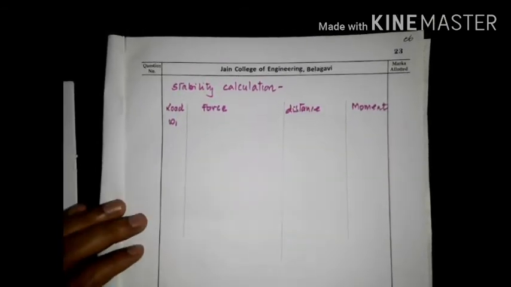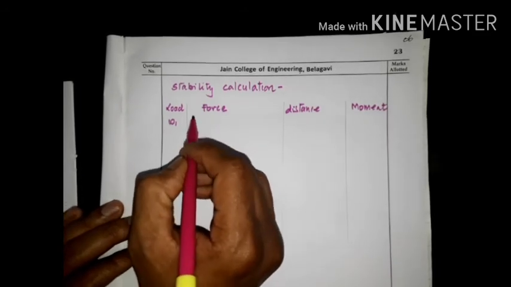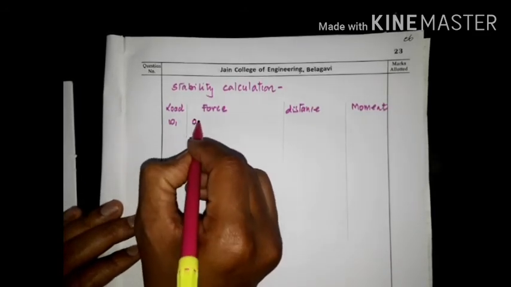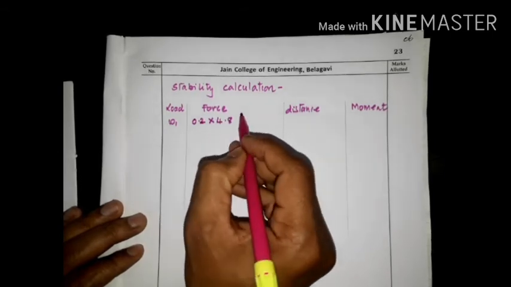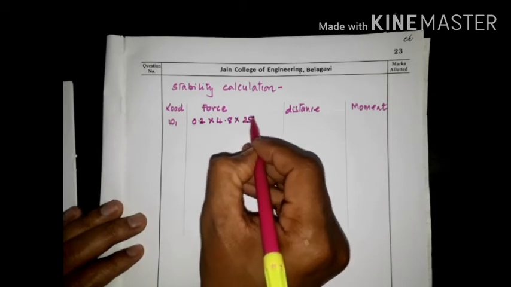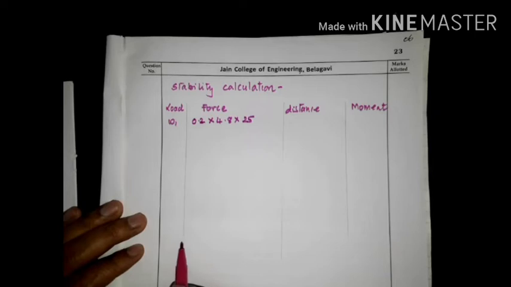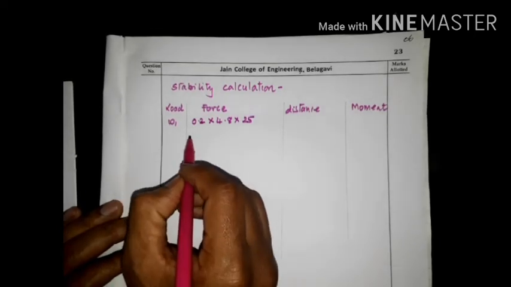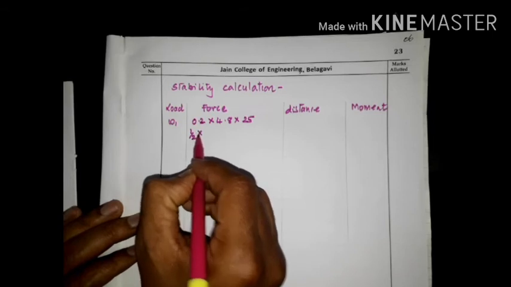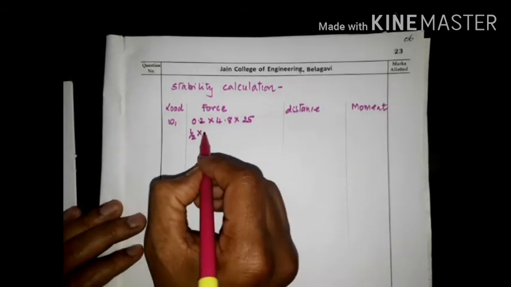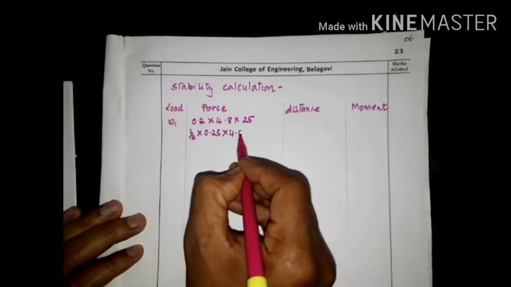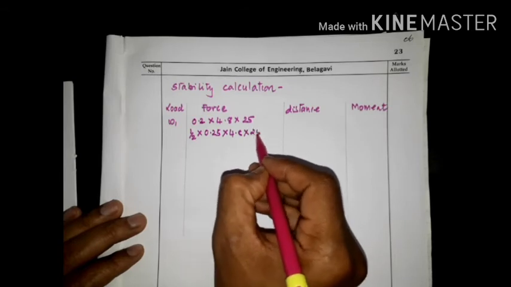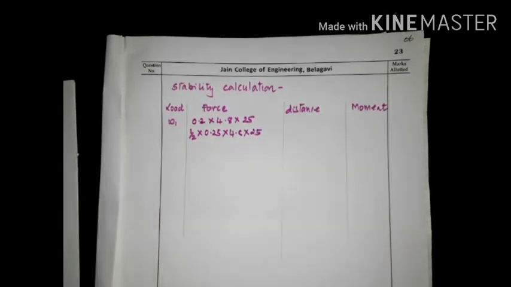So here W1, first it is for rectangular, so that is 0.2 is the width, 4.8 is the height, and the density of concrete is 25. The density of reinforced concrete is 25. And for triangular portion, area half, base is 0.25, height is 4.8, and the density is 25. Okay, understood? So I'll just explain here.